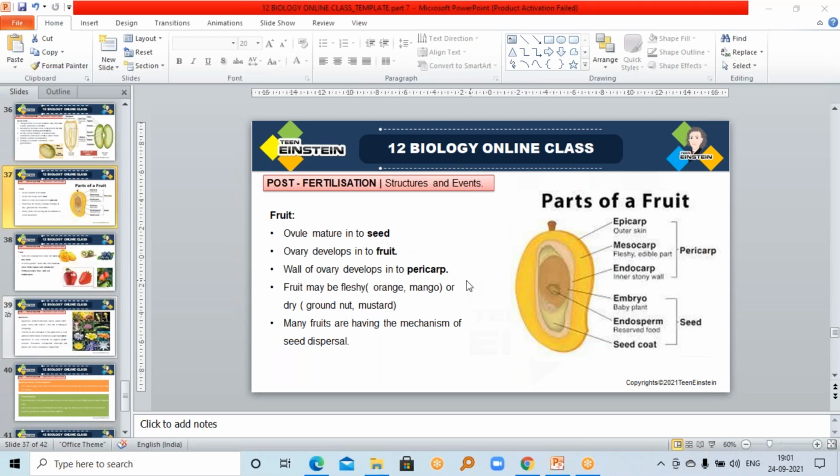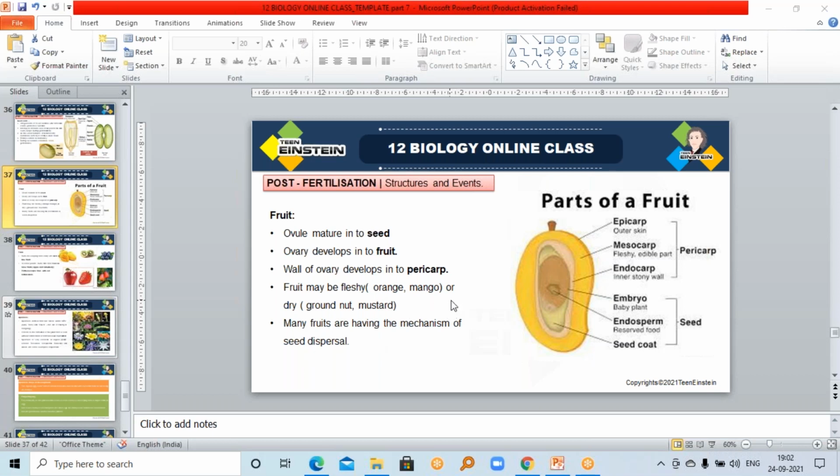And the wall of the ovary develops into pericarp. The ovary wall is developing into pericarp. This whole part is called pericarp. And in some fruits, that part may be fleshy. In mango, orange and others, you can see flesh. That is a fleshy fruit.